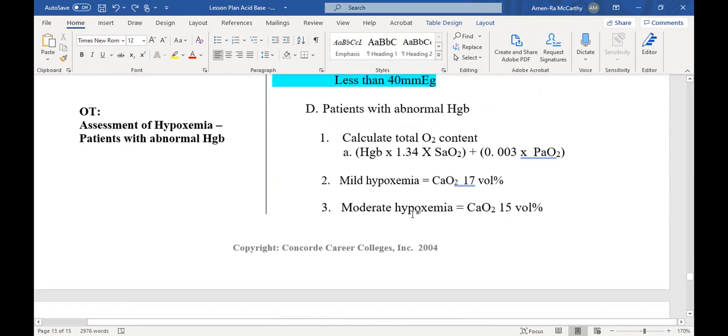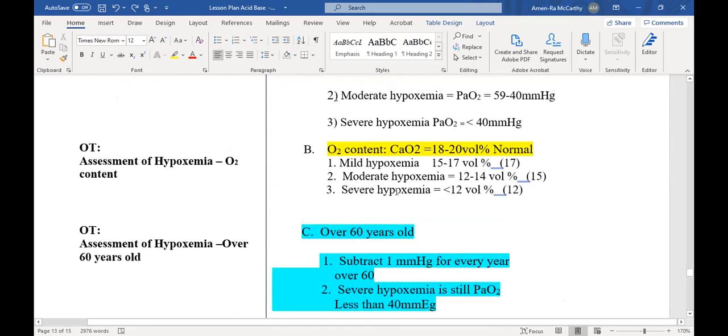So that's that part. We talked about the regular on room air. This is what the O2 content should be. We talked about that. All right? So if I have a Mr. Johnson, say I got Mr. Johnson and he's on room air and his total O2 content is 13 volumes %, then what is that? Moderate hypoxemia. If it's 13 volumes %, it's moderate hypoxemia.